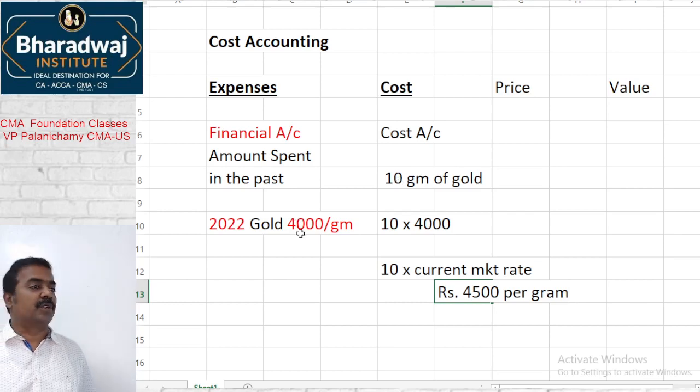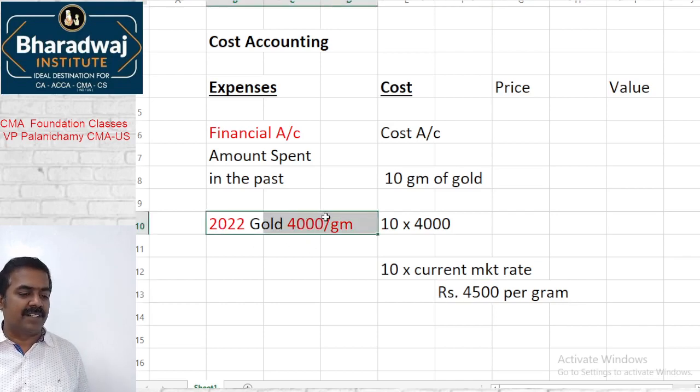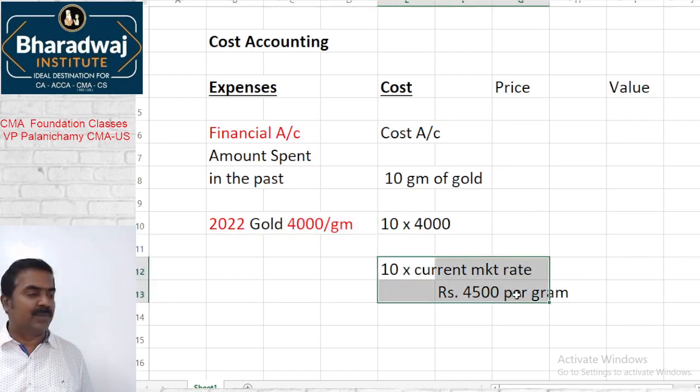Will you tell 4,000 per gram to the customer or will you tell them 4,500 rupees per gram? Cost, we will not say 4,000, because that is expenses incurred in the last year. What is the current value? 4,500. We'll say gold order cost 4,500. So 10 into 4,500, 45,000, plus stone charges, plus making charges, plus wastage. We will add and tell this is the total value. So simple. Now, do you understand the difference between cost and expenses?